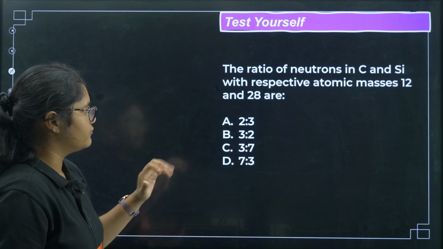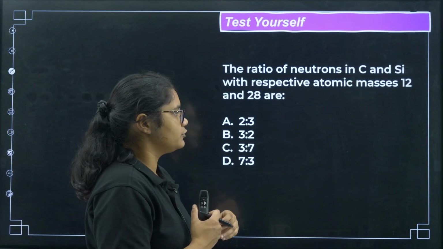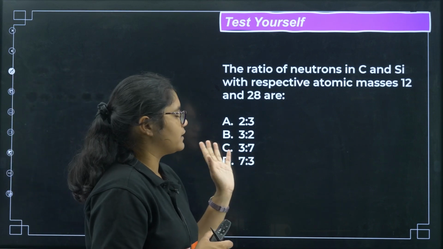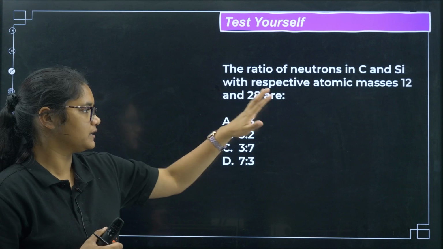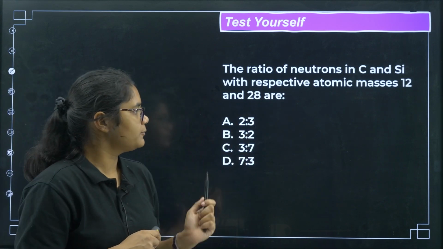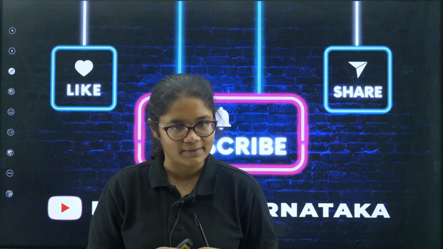So this is a homework question for you now. The ratio of neutrons in carbon and silicon with respective atomic masses 12 and 28 are. So you have been given the atomic masses, you need to calculate the ratio of neutrons. I hope you can solve this question, and do not forget to comment down the answer.